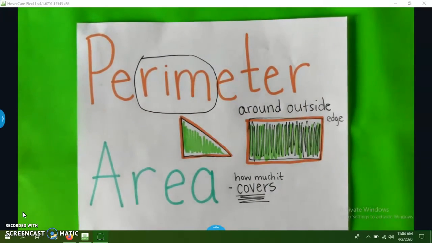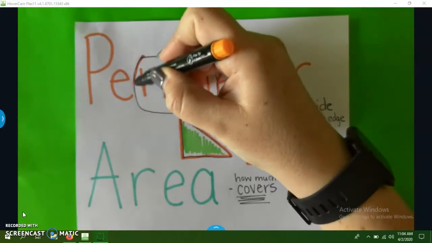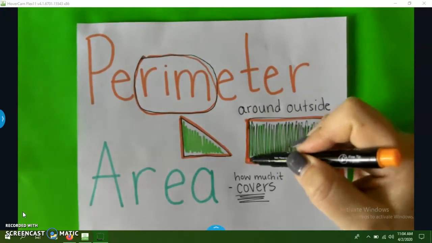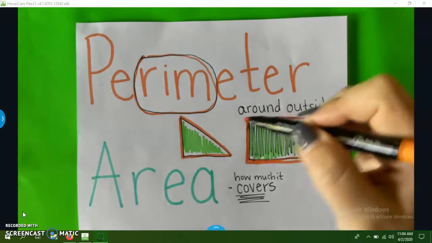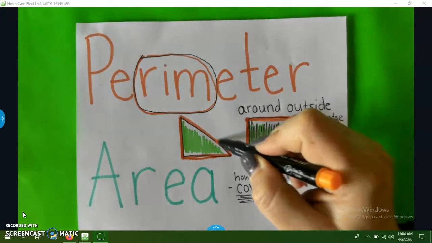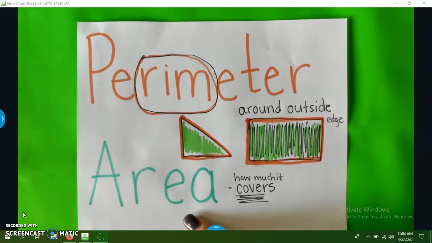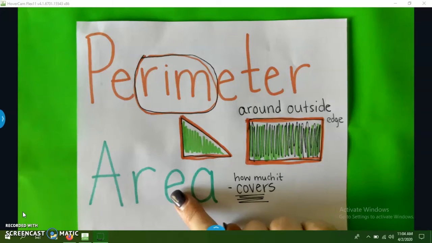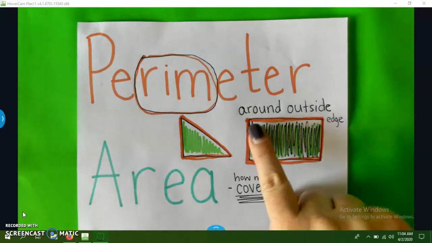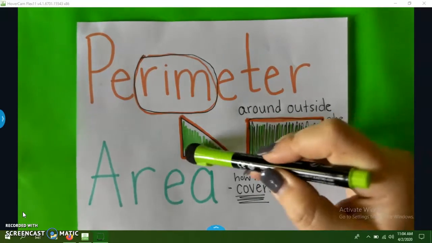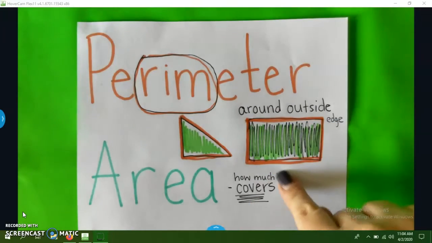When we talk about perimeter, we're talking about the rim of the shape, meaning the distance around the outside edge. As you can see here, I've highlighted the perimeter of the two shapes that I've drawn. Area, however, is how much space this shape covers. For area, you want to look at the green shaded in area on both of these shapes. Area is how much it covers.